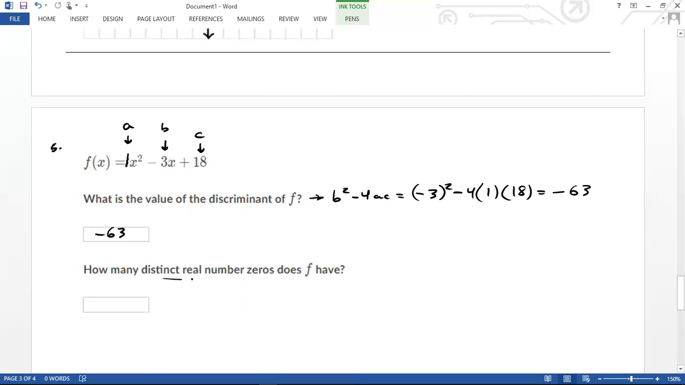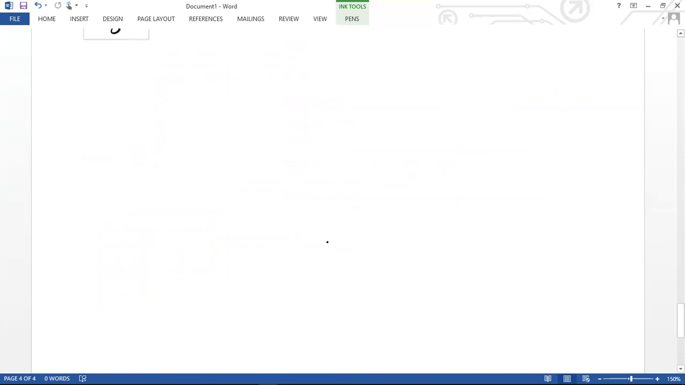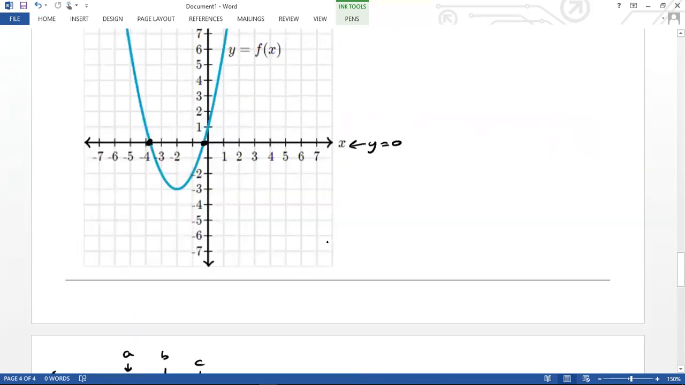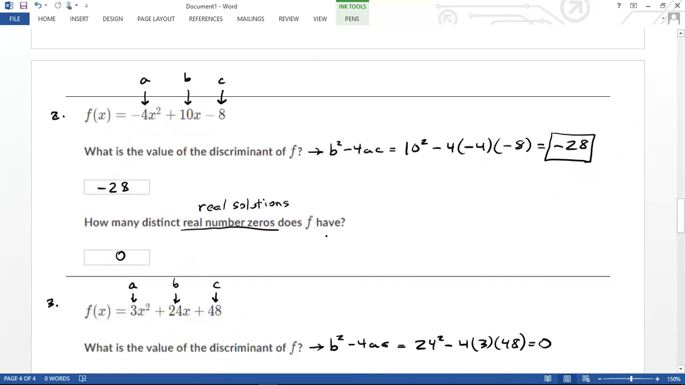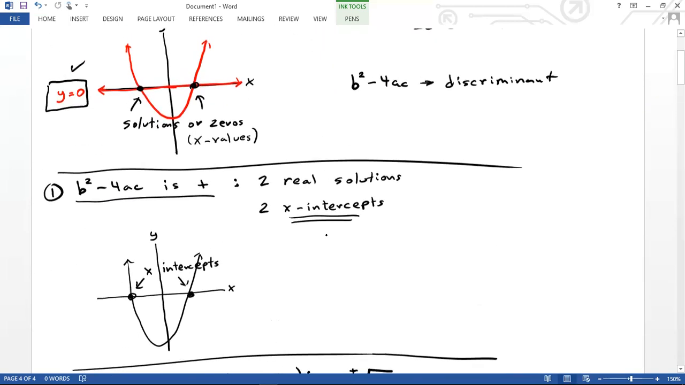Okay, distinct real number zeros. Well, when you get a negative, the solutions are imaginary, because it's the square root of a negative. It's going to be plus, minus, and negative. So there's 0 real solutions. It's going to be only 2 imaginary solutions. Okay, so that's it, guys. It's pretty easy. Just use b squared minus 4ac as the formula, look at the three cases, and determine which one it is.